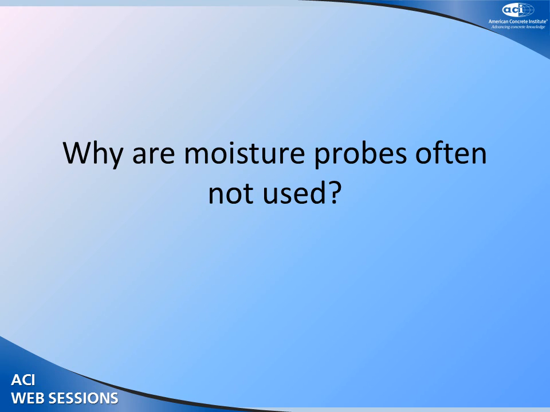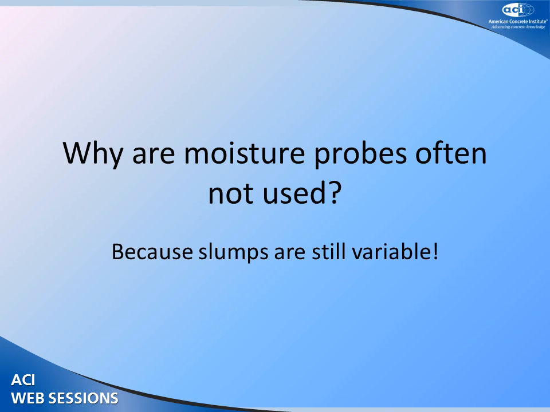Now, why are moisture probes often not used? Because the slumps are still variable. One of the reasons that people have rejected the use of moisture probes in the past is they've tried using the moisture probe, they plug the information into their batching system, the batching system corrects the weights of the materials, and yet they're still getting slumps going up and down, and they don't understand why. They say the moisture probe doesn't work. Well, that may not necessarily be the case. There are lots of reasons, as Dr. Hover pointed out, why we have slump variations.